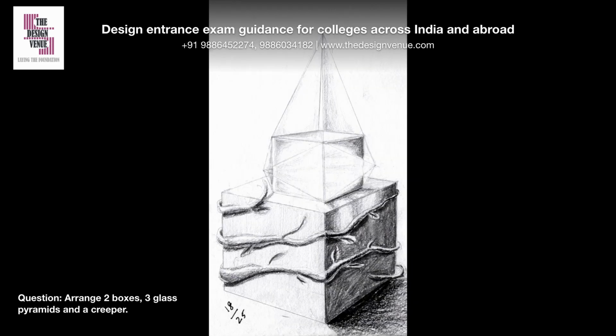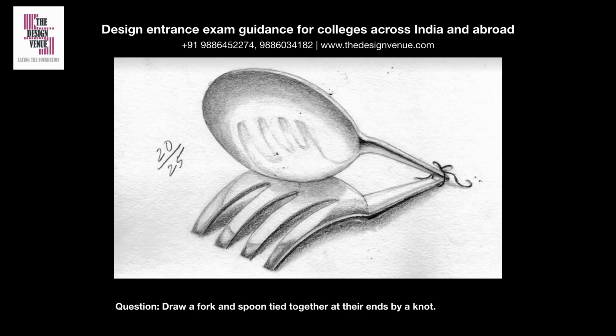The next question is to arrange 2 boxes, 3 glass pyramids and a creeper. Now notice that the glass pyramids are not just simply stacked on the box. In this question, we had to draw a fork and a spoon tied together at the ends by a knot. Observe the attention to details. Since both of them have shiny metallic surfaces, both of them will reflect one another. So in the spoon, you can see the image of a fork, and in the fork, you can see the reflection of a spoon.